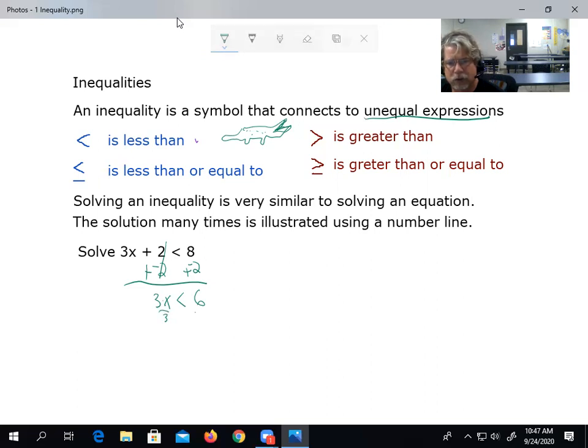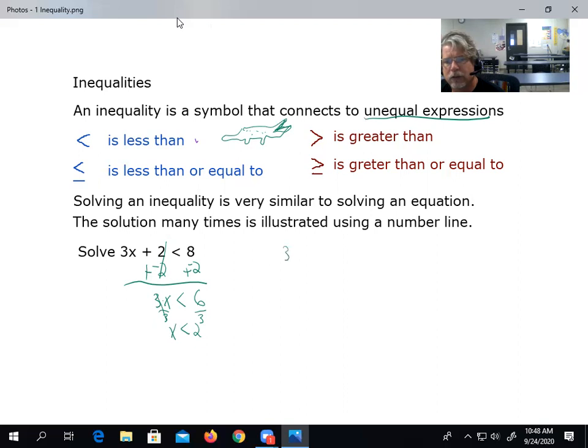So our fraction bar is our division symbol. The 3's divide out, which makes our coefficient turn into a 1. So x is going to be less than 2. That's going to be our solution. Any number less than 2 should satisfy this inequality.